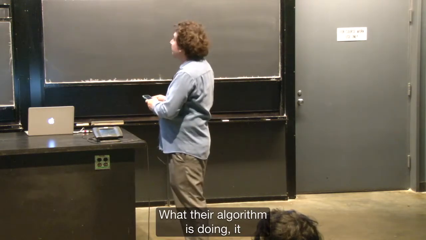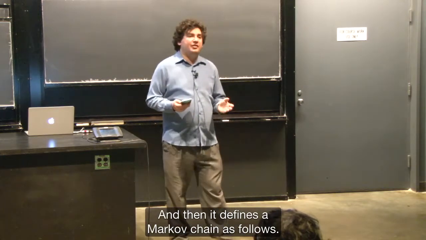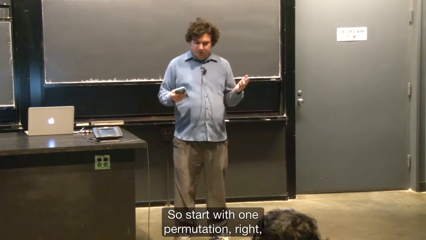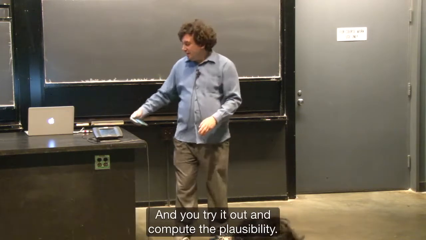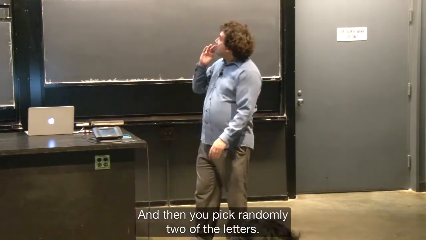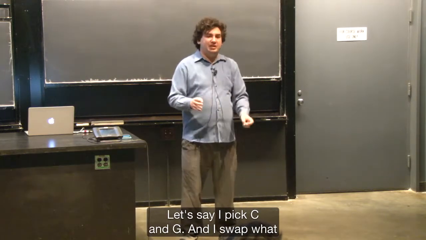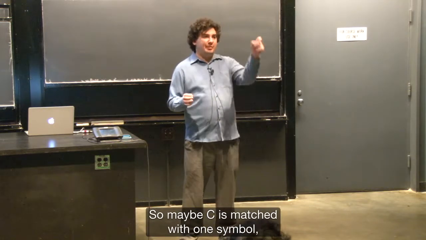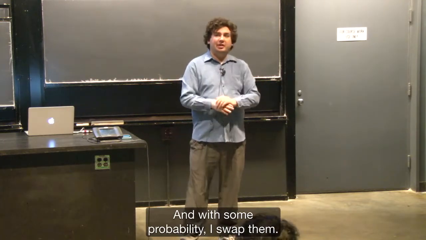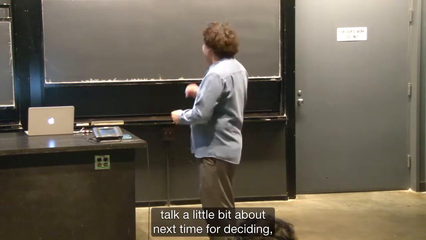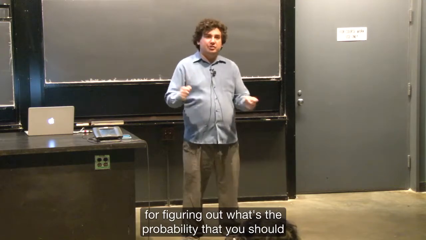So I didn't describe the details of their algorithm. What their algorithm is doing, it defines these plausibilities, and then it defines a Markov chain as follows. So start with one permutation, right? So one possible way to match up letters with symbols. And you try it out, and you compute the plausibility. And then you pick randomly two of the letters. Let's say I pick C and G. And I swap what C and G are paired up with, right? So maybe C is matched with one symbol, G is matched with another, and with some probability, I swap them, okay? And there are clever ways that we'll talk a little bit about next time for figuring out what's the probability that you should do that swap, okay?